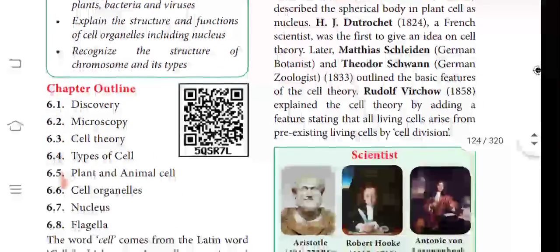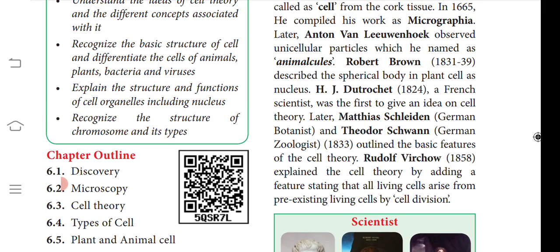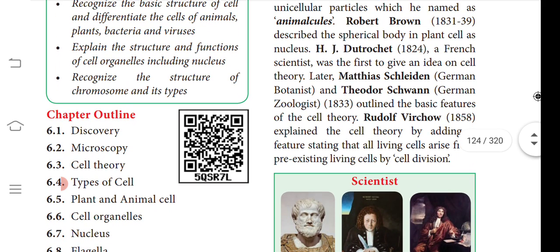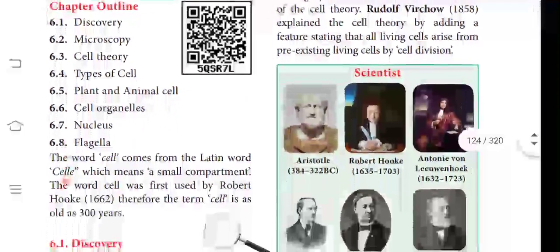In the first paragraph, it is about the scientists who described each and every cell in a different way based on their observation. Robert Brown described the spherical body in the plant cell as the nucleus, and Anton van Leeuwenhoek said that the unicellular particles are small animalcules. Then Schleiden, Matthias, and Theodor Schwann gave the outline for the basic features of the cell theory, and Rudolf Virchow explained the cell theory by adding that living cells arise from pre-existing living cells.